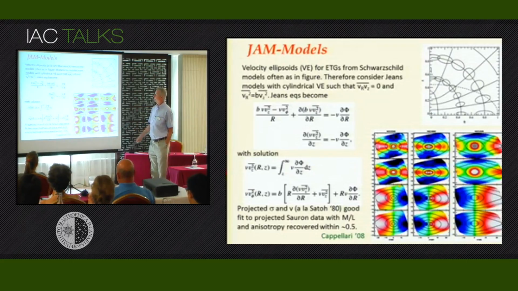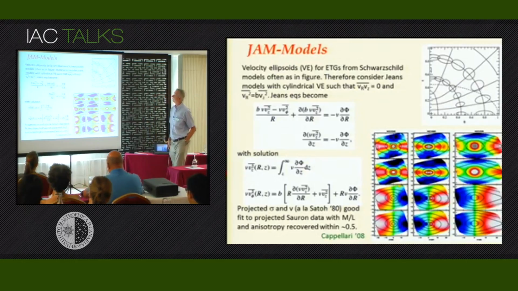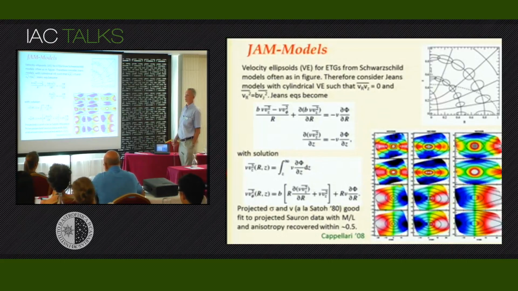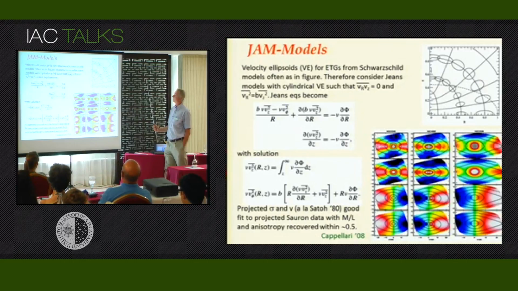So I wanted to tell you something about JAM, because these are models that have been used quite often recently, and were, I think, invented by Michele Cappellari. This was based on looking at Schwarzschild dynamical models of the cores of early type galaxies, or the inner effective radius or so of early type galaxies, where the SAURON team had made observational velocity fields.